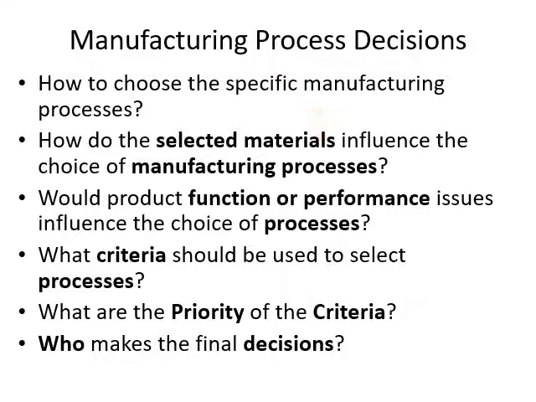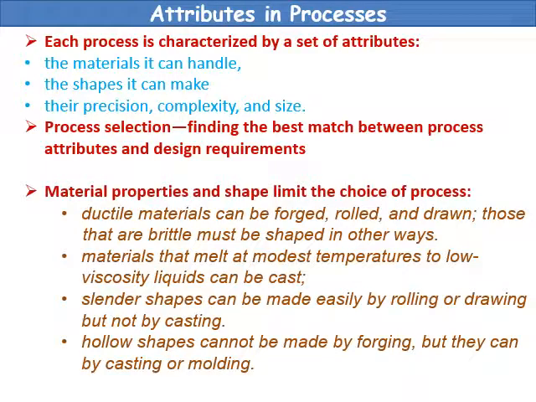Each process is characterized by a set of attributes, which is the material that the process can handle, and what kind of shape that the process can make, and then what is the machine precision, complexity, and size, and so on. Process selection is finding the best match between process attributes and design requirements. Material properties and shape limit the choice of process.